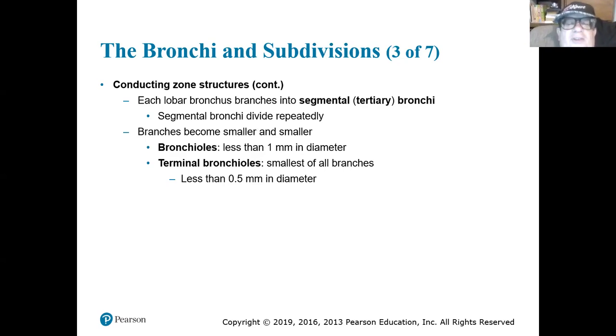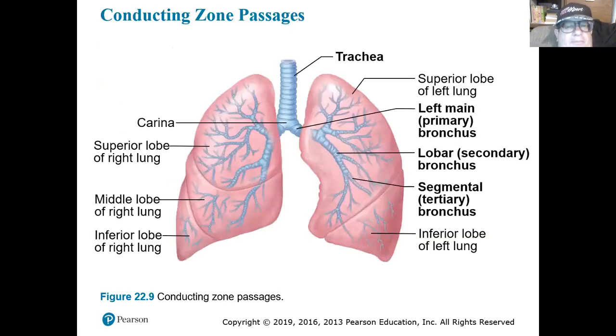Once you're getting down to things that are smaller than a millimeter in diameter, we tend to call them bronchioles instead of bronchi. The ones at the very end are terminal bronchioles. That's the last division. They are half a millimeter in diameter. All right, so there we go. Pretty drawing.